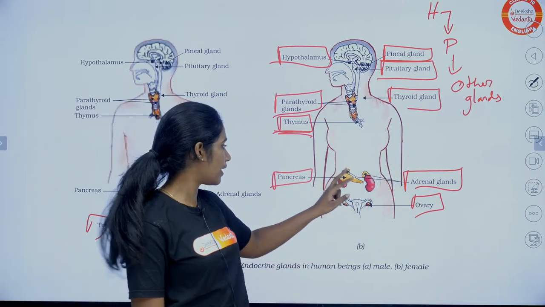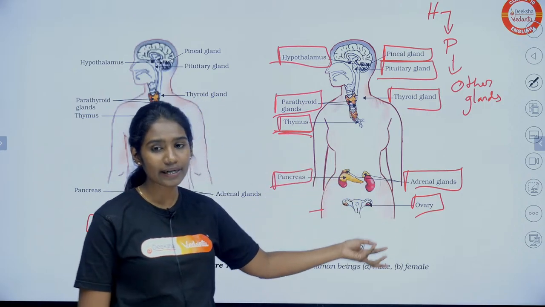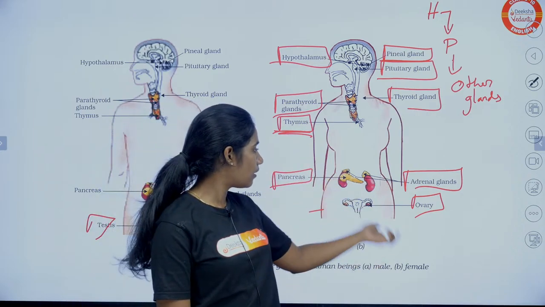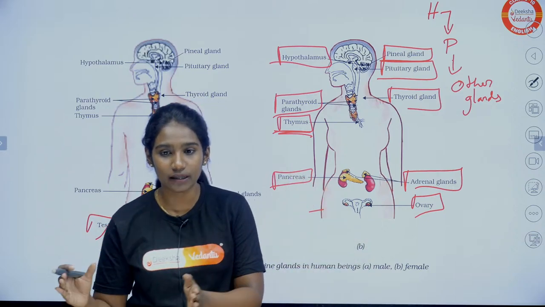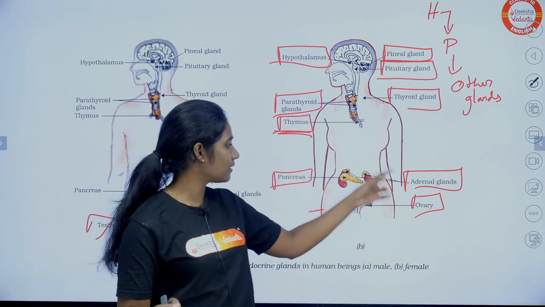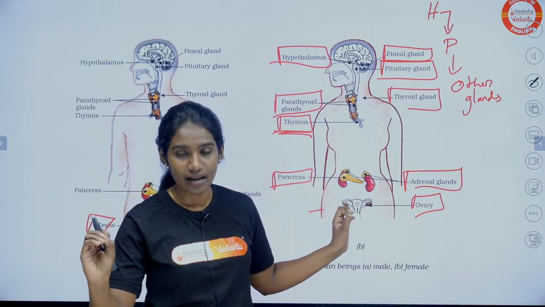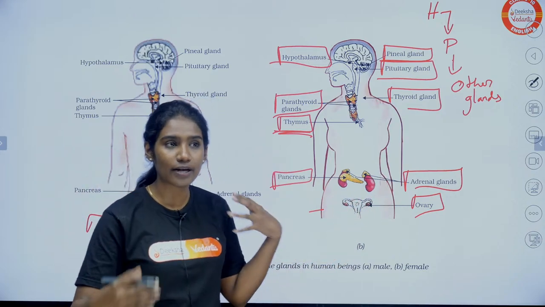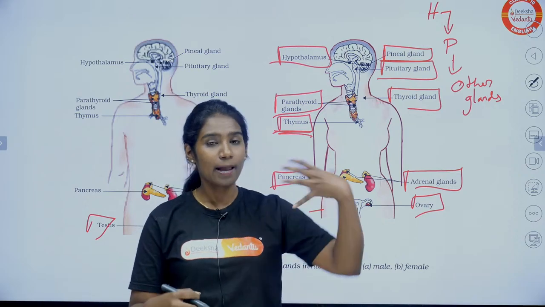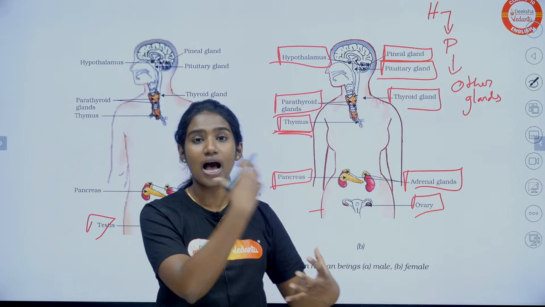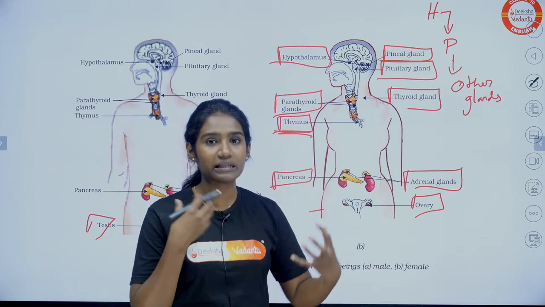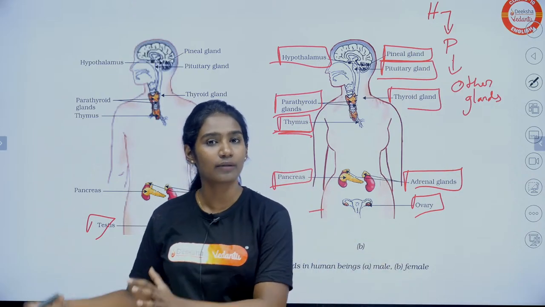And then moving on to the adrenal gland. The adrenal gland is located on the kidney. The adrenal gland releases a hormone which is also called the fight, flight and fright hormone, right? This gland releases adrenaline. That adrenaline is released when you are very tensed, when there is some emergency situation happening, when some emergency condition occurs, that time you will get scared, you will get tensed, or you will have to run from that place.